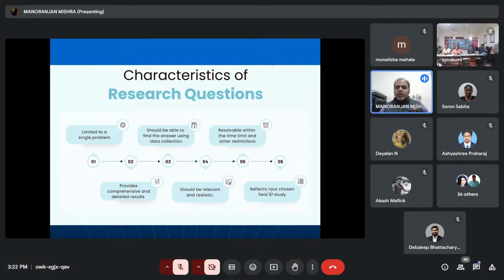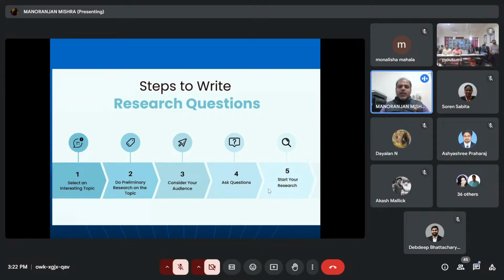Something which you link with, like, if you are in management, you link with the SDGs. You link with the climate crisis. There are many people around the world doing this. These are very common terms which are being used, and this is the kind of optimization you have to do while writing your papers. Then the steps to write questions. If you are trying to translate and disintegrate your research problem into research questions, select an interesting topic, do preliminary research on the topic, consider your audience, then ask questions, and start your research.